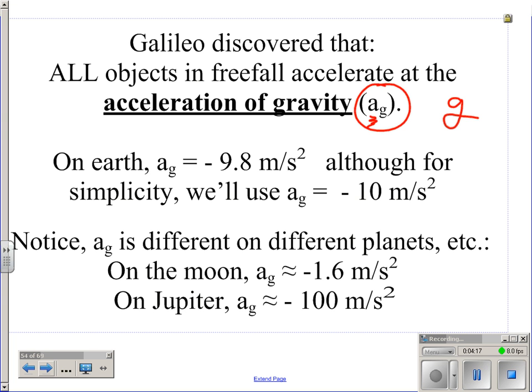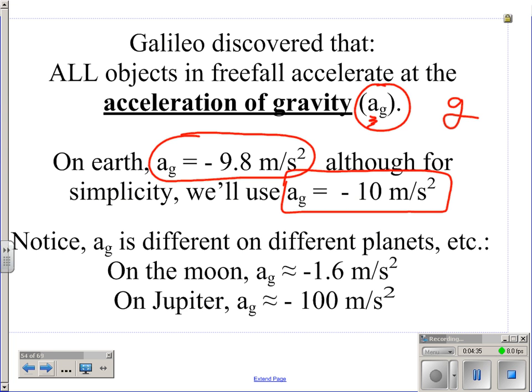All right. Now, on Earth, it turns out that no matter what you're dropping, if you drop an object, it will accelerate down at a rate of negative 9.8 meters per second squared. For simplicity's sake, though, we are going to round it, and we're going to use just negative 10 meters per second squared. And that just makes the calculations a little bit quicker. If in a pinch you had to do a more accurate calculation, you could do so using 9.8. But we're going to use negative 10.